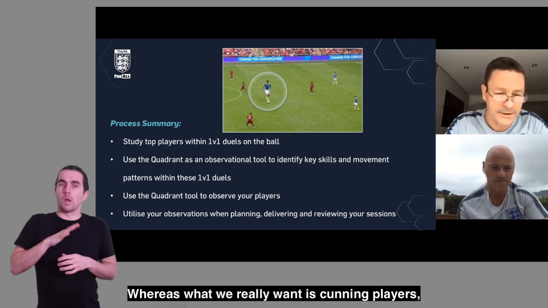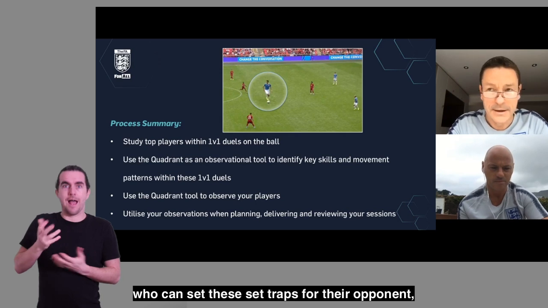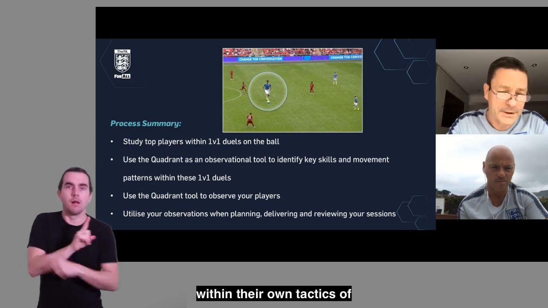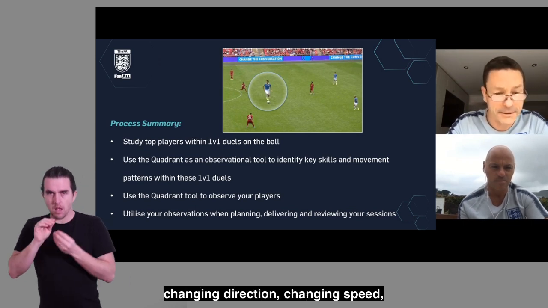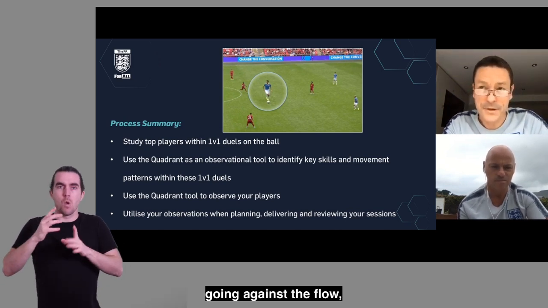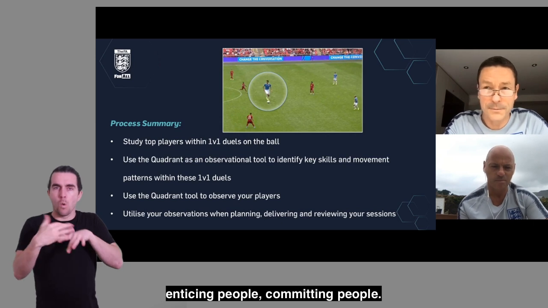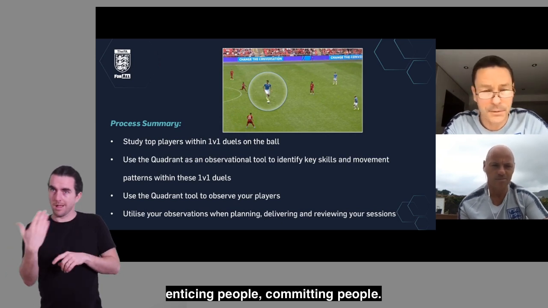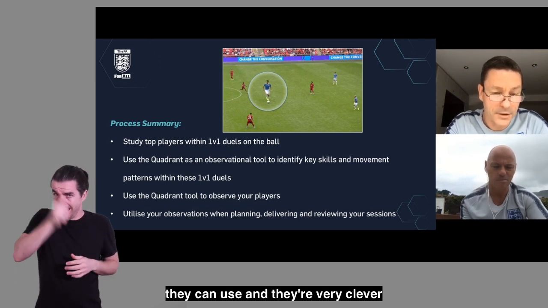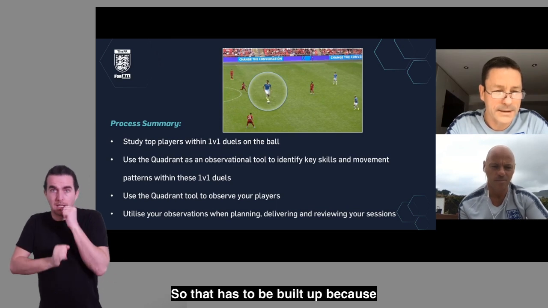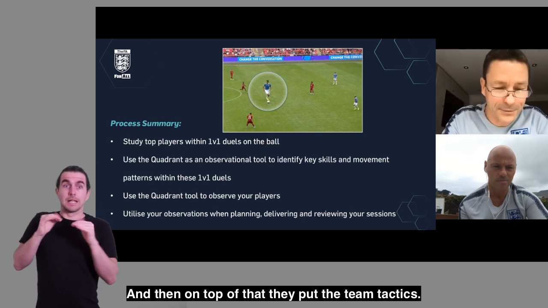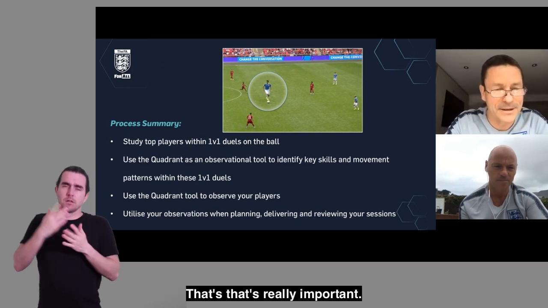Whereas what we really want is cunning players who can set traps for their opponent, who know their own strengths, who've got a number of weapons within their own tactics: changing direction, changing speed, disguise, using the body as a barrier, going against the flow, enticing people, committing people. They've got their own set of tactics that they can use, and they're very clever knowing their own strengths and weaknesses. So that has to be built up, because that's what the top level has. And then on top of that, they put the team tactics. So I think that's really important.